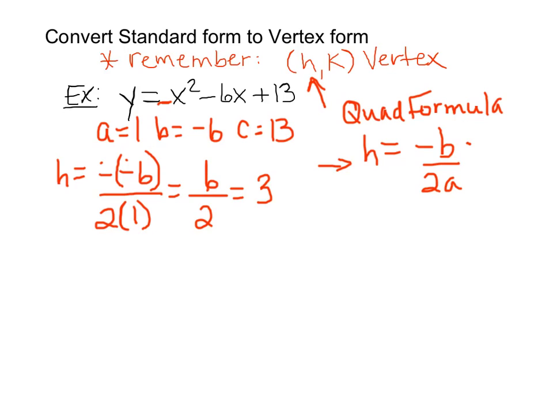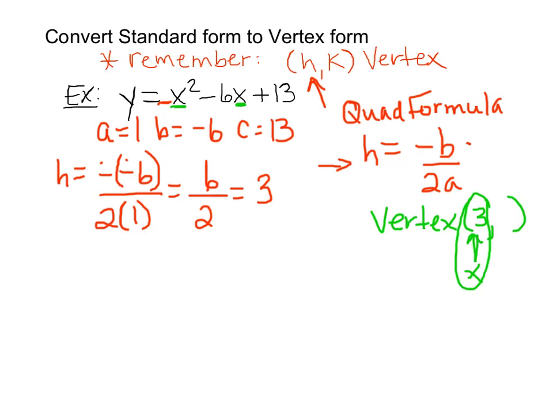Now I'm going to write that over here. Let's get a different color. So over here, I've got part of my vertex. My h value is 3. Now, if you notice in your vertex right here, which value is this? Is this x or y? It's x. So now what I can do is take this value, 3, and plug it into my original equation everywhere that I see an x.